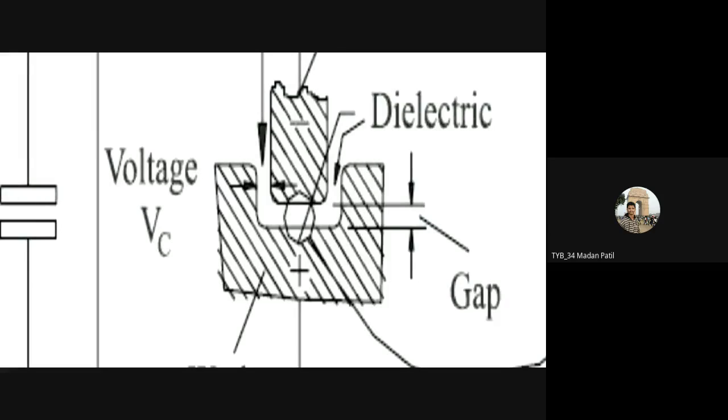So the negative terminal is what? Here the tool will act as your cathode. And in between those two electrodes, that means the tool and workpiece, we have to maintain the narrowest gap. And in between that narrowest gap, a spark will occur.